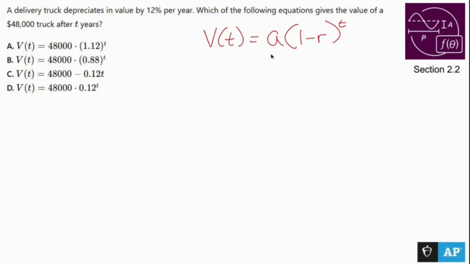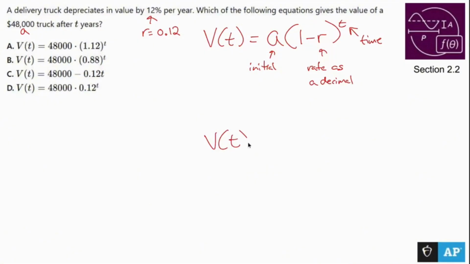to the T power. So that's the initial value. Rate is rate as a decimal. Very important that you understand that. T is time. So this is going to be my rate, which is 0.12. This is my initial value, and T is still time. I've got no information about that.